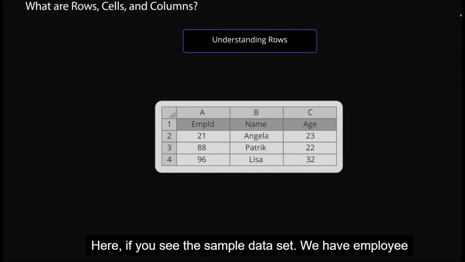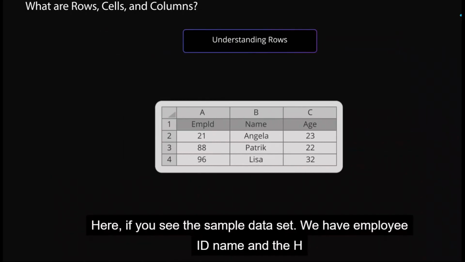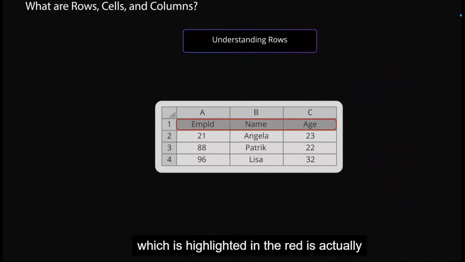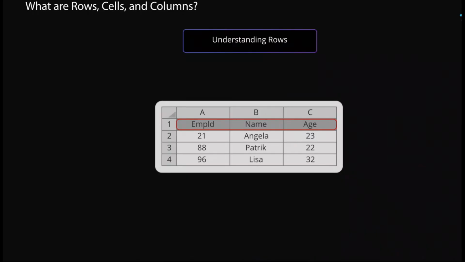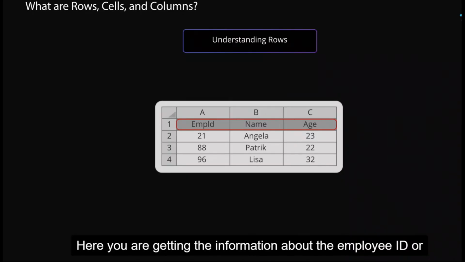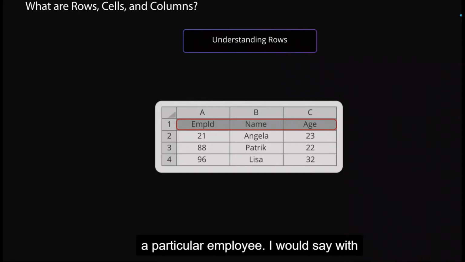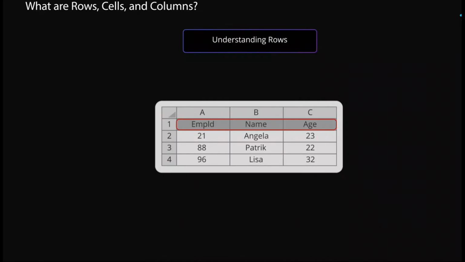Here, if you see the sample data set, we have employee ID, name, and the age. This particular record, which is highlighted in red, is considered as one row. Here you are getting the information about a particular employee, with the employee ID as 21, name as Angela, and the age as 23.